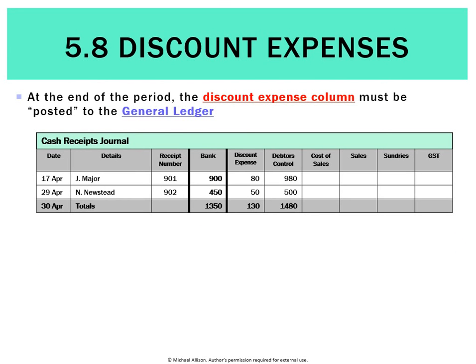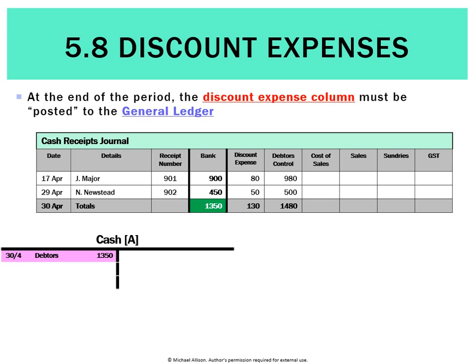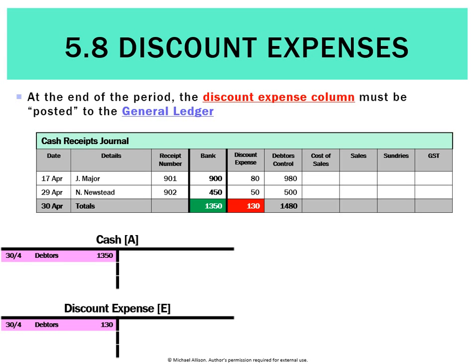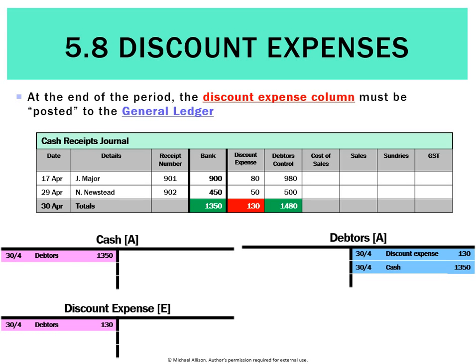At the end of the period, we're going to need to post this column just like all the others. So let's post our bank column to be thorough. We know that's going to make our cash at bank asset go up, so that'll be a debit. Discount expense, so when an expense goes up, that'll be a debit. And the debtors column, that's going to make debtors decrease because that's all the debtors reducing their accounts. It's just going to be with 2 figures this time.